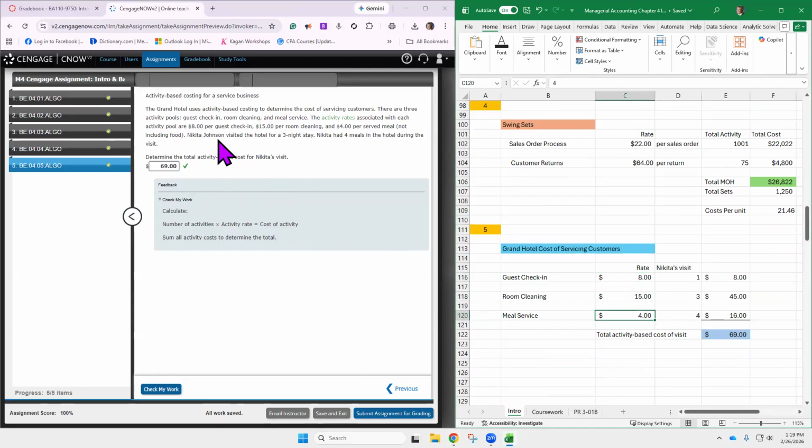Nikita visited the hotel, so she checked in once and she stayed for 3 nights. So assuming her room was cleaned every day that she stayed there, and she had 4 meals in the hotel. So when you take the rate times the number of activities, then here is the amount you get, and then you add all of those up together, and you'll get total activity-based cost of the visit to the hotel.